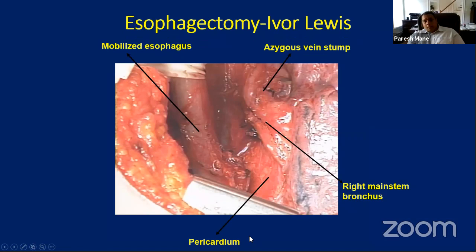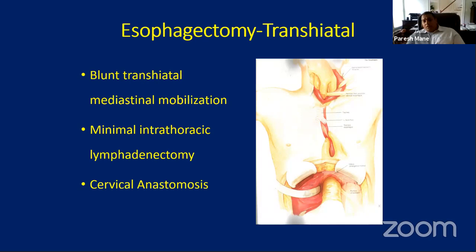A transhiatal procedure is a blunt procedure. You'll finish the belly portion of the operation, and then you'll put your hand in a retrocardiac fashion after making a little opening into the diaphragm. I usually take a black Lord stapler and open up the diaphragm a little bit so I can get my hand in there. All the vessels that come off the esophagus, I'll take using some sort of an energy device.